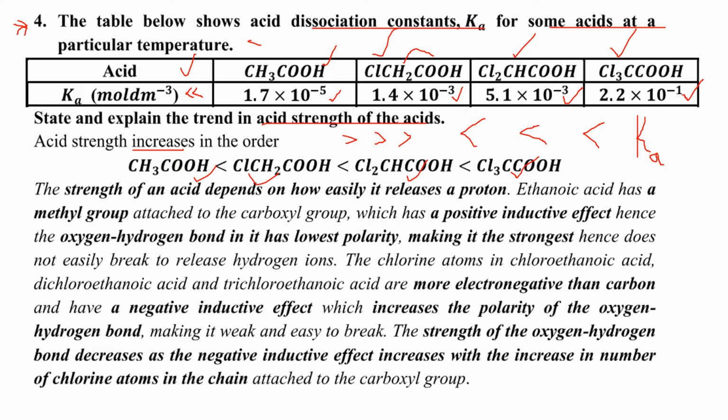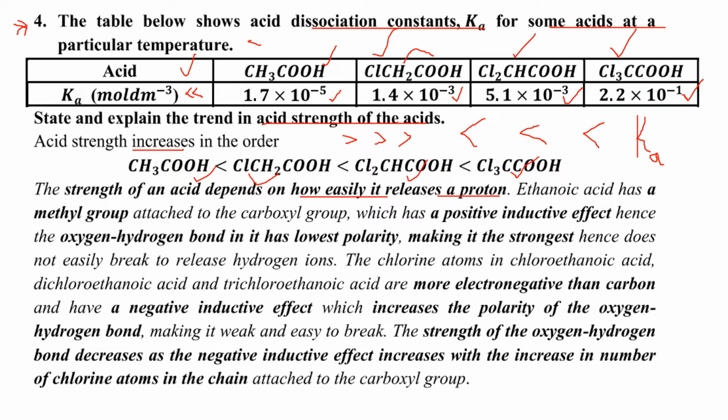Now here, I told you before explaining anything related to acid strength, you have to first state the factor that the acid depends on. The strength of an acid depends on how easily it can release a proton in solution. If you look at ethanoic acid, alkyl groups have a positive inductive effect, and in the previous question we saw that a positive inductive effect strengthens the oxygen to hydrogen bond. That means that hydrogen ions cannot be easily released in solution, which makes such an acid a very weak acid.